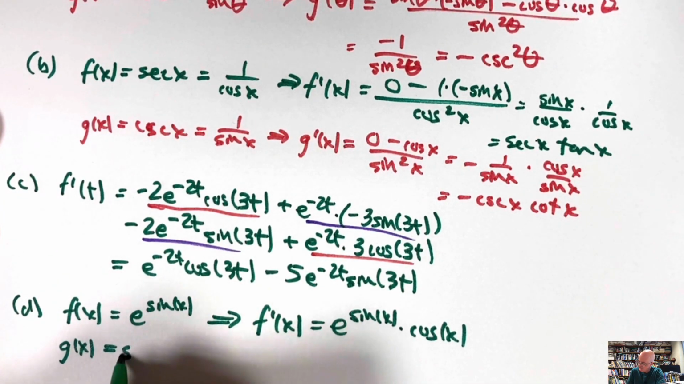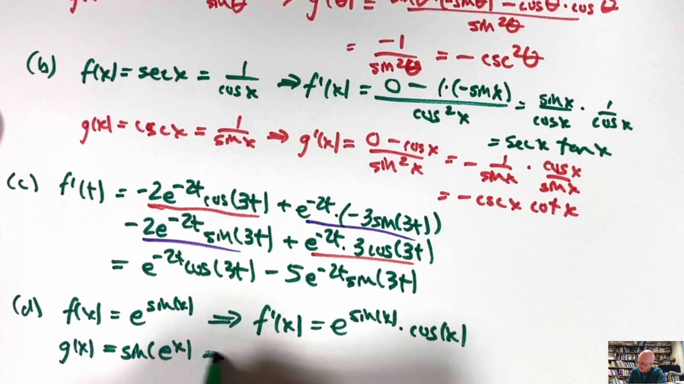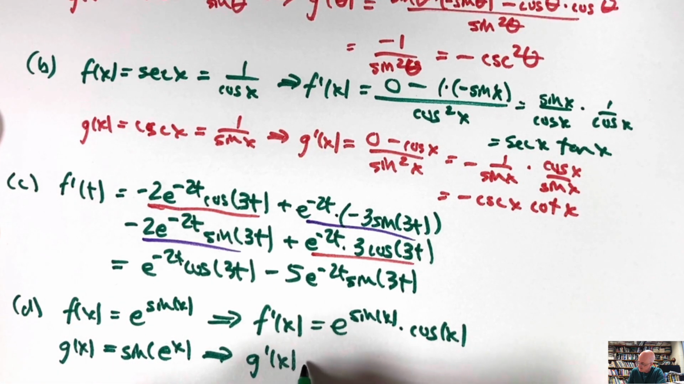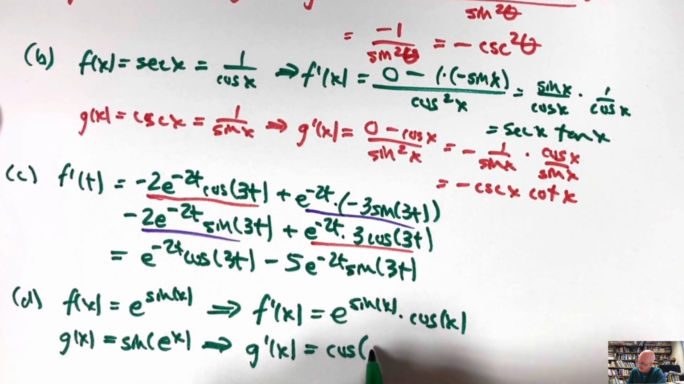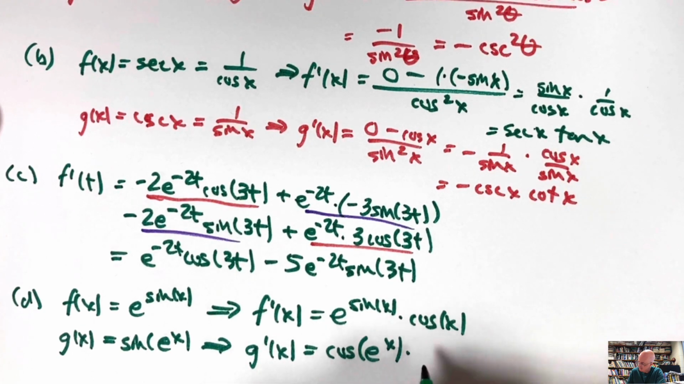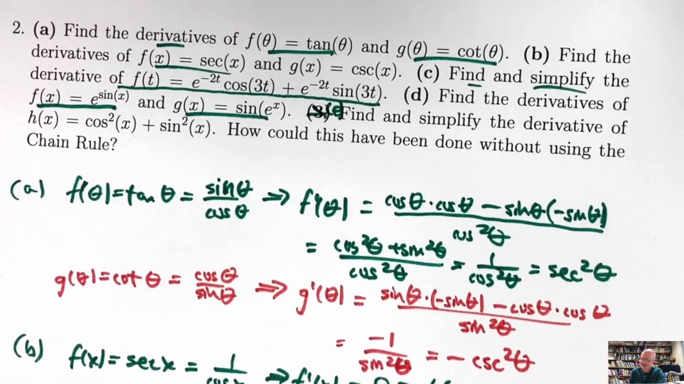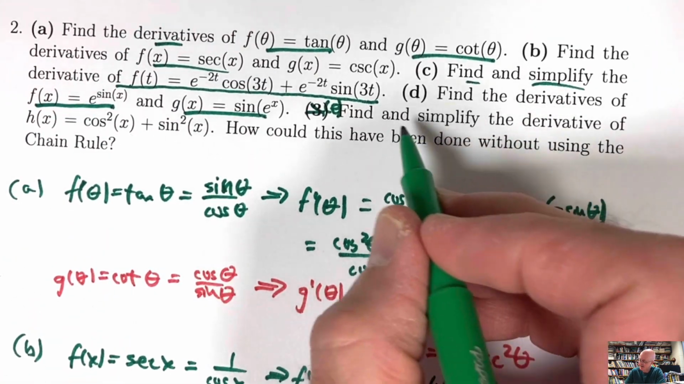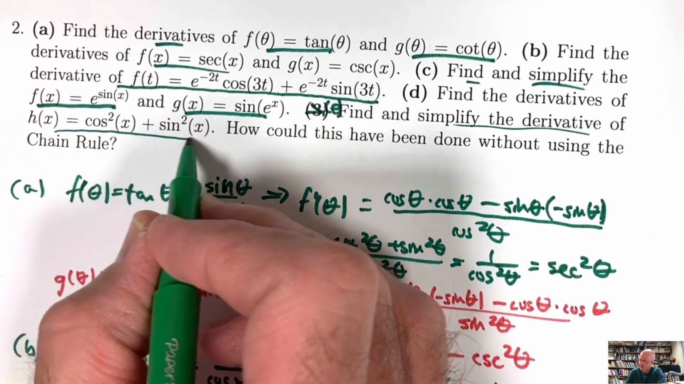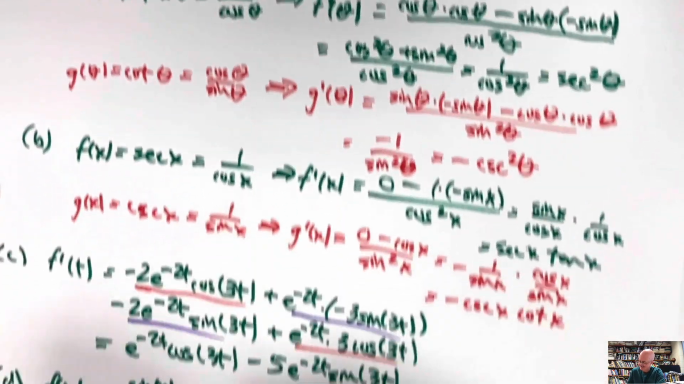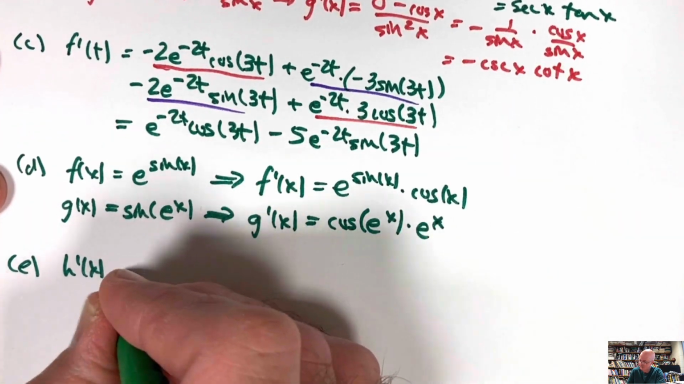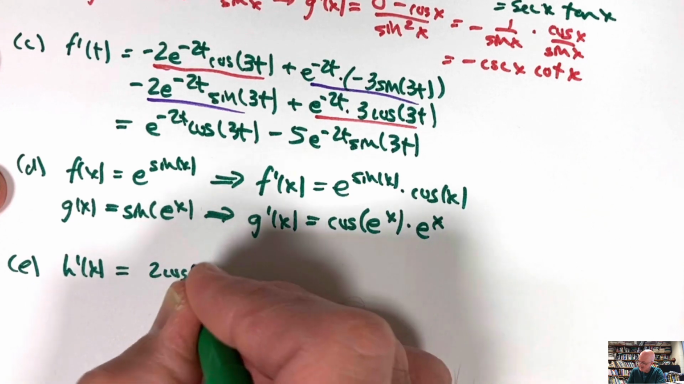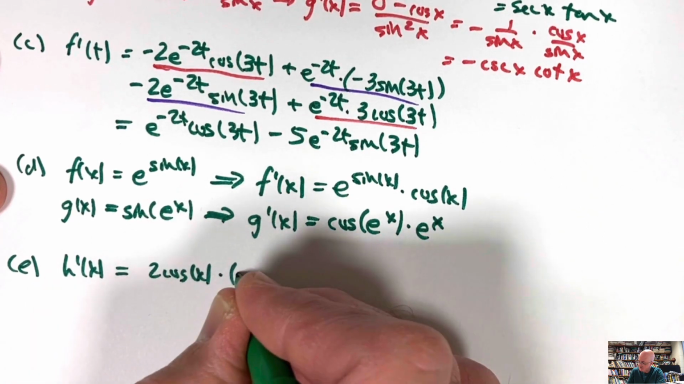g of x is sine of e to the x. The inside function is e to the x. The outside function is sine of x. The derivative of the outside, sine, is cosine. But plug in the inside, then multiply times the derivative of the inside. Okay, so those are pretty quick. Part E is actually pretty quick as well. We, in fact, have already kind of done it. Find and simplify the derivative of h of x equals cos squared x plus sine squared of x. We've done this before. h prime of x, when we were deriving the derivative of cosine, is 2 cos x times the derivative of cos x, which is negative sine of x.